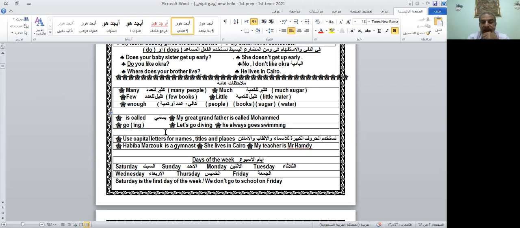Go, let's go. So be careful, go. And the verb that comes after go, you have to put ing to it. So go plus verb ing. He always goes swimming. So let's go diving. Be careful about these notes.